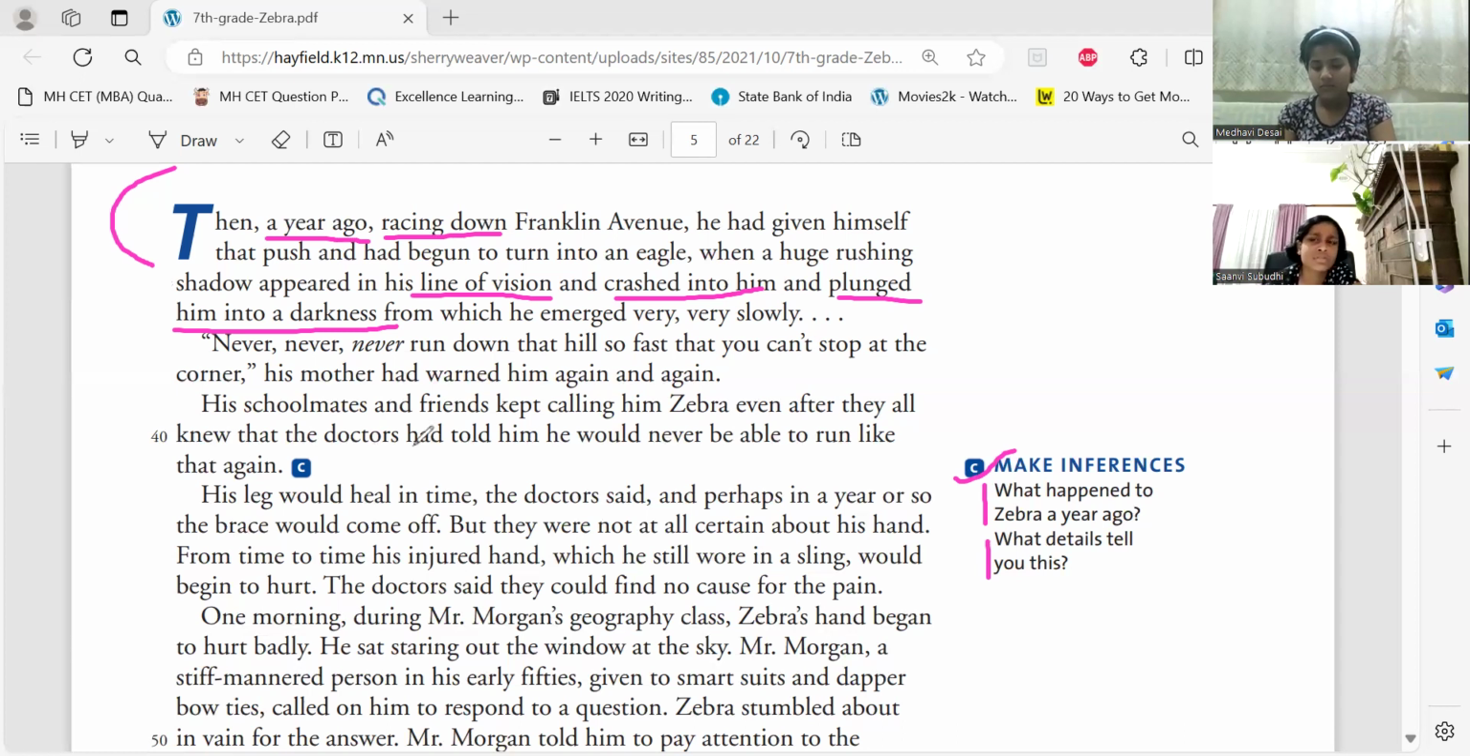But what happened? What did his doctor tell him? He would never be able to run like that again. Maybe his leg got fractured. Maybe his vision got some problem. I don't know what happened, but there was something which stopped him from running, right? Some injury. Okay. Sanvi, can you read?